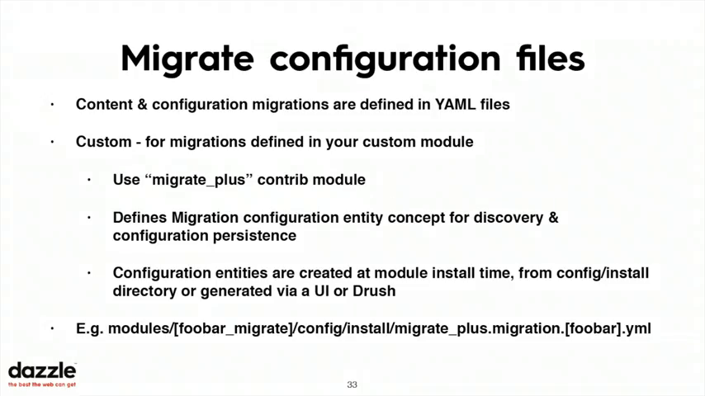In case you are writing your custom migrations, you should definitely use the Migrate Plus contrib module, and then you would create your migration configuration YAML files in the config/install folder directory, or they could also be generated dynamically through a UI or Drush, in case you want to give the user some input.